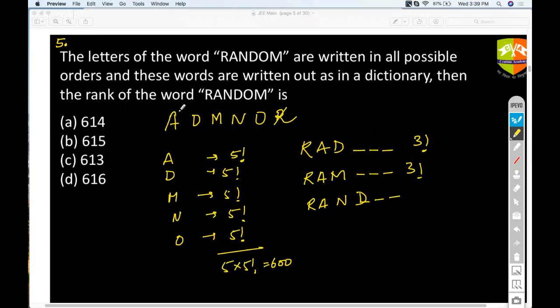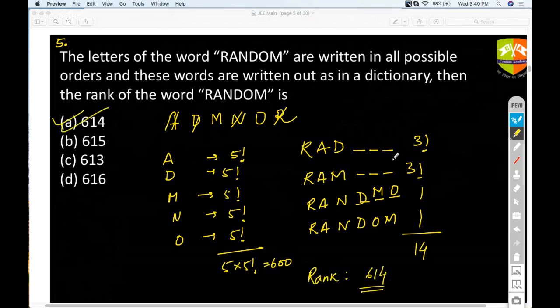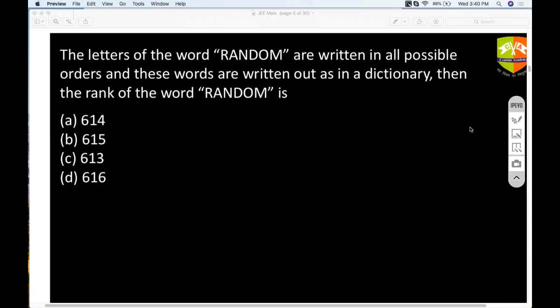So RAND is gone. So next word will be RANDMO, that's one. And then RANDOM, that's another one. So let's add them up. So that's going to be 6 plus 6, 12, 12 plus 2, 14. So the rank of the word random is going to be 614. That's option A. Very simple question, and most of you have done these type of questions before as well.